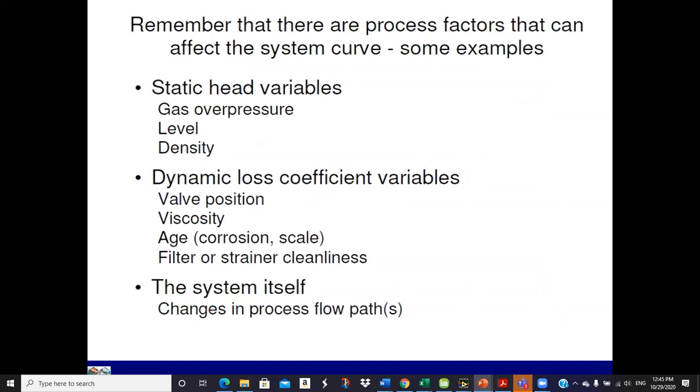If you're in a plant or something, there are process factors that can affect the system curve, because some of these things actually change. For example, static head variables: the gas overpressure in tanks is not going to be 100% constant, because there's some sort of pressure regulator valve on that, and it's going to go up and down. So that will affect your static head. The level control in a tank, so you've got a suction tank and a discharge tank. Well, those levels move up and down. And so as they move apart, your static head is going to change.